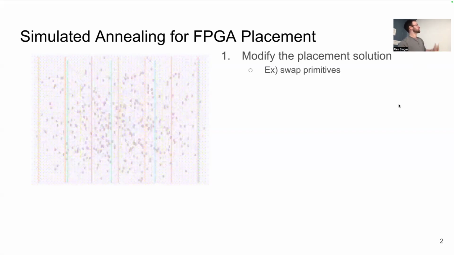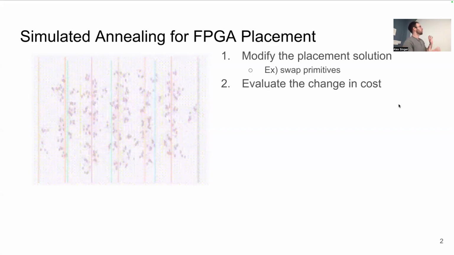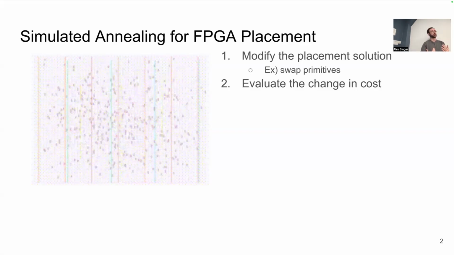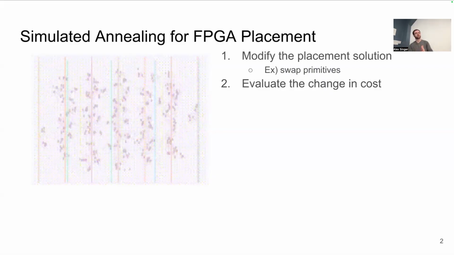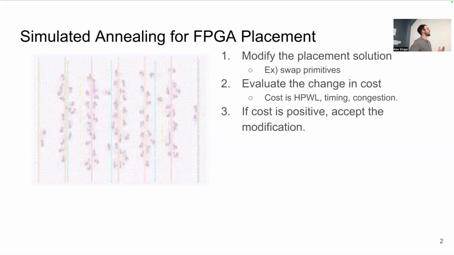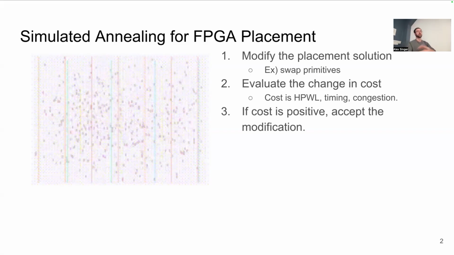In the example of swapping the primitives, we can then evaluate the change in cost. So by doing this perturbation, how did the cost change? Did my wire length get better or worse? Did my timing get better or worse? Did congestion get better or worse? And if the cost is good, we accept it.